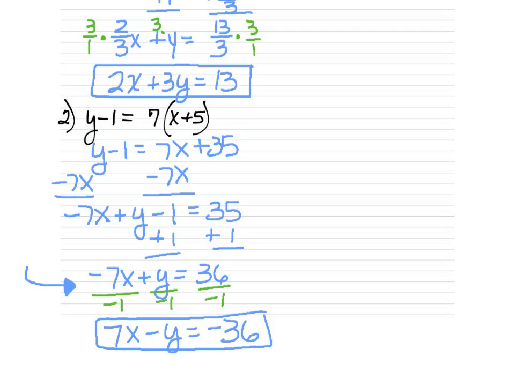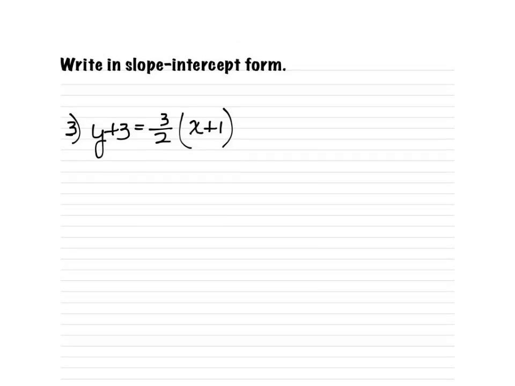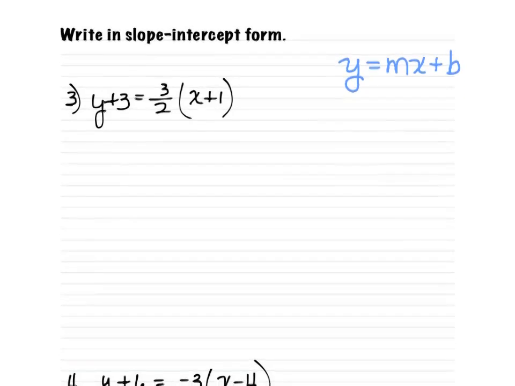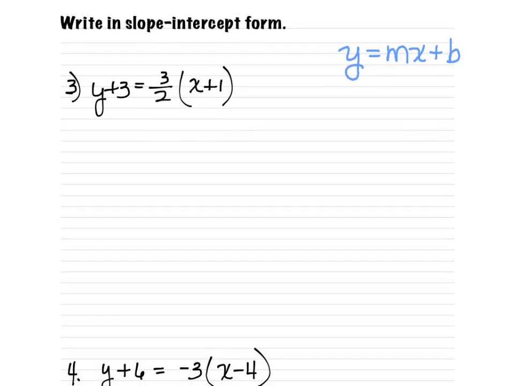Okay, let's go on. Here we go. All right, new set of directions here. The directions tell me write in slope-intercept form. So if I know I have to write this equation in slope-intercept form, I'm going to want to write down what slope-intercept form is, so that I know where I want to go and how I want my equation to look. Okay, so to write an equation in slope-intercept form, I'm going to focus on isolating y. I'm going to focus there.